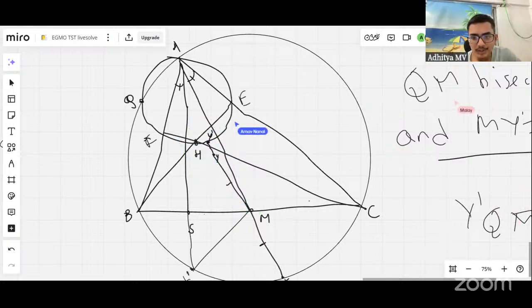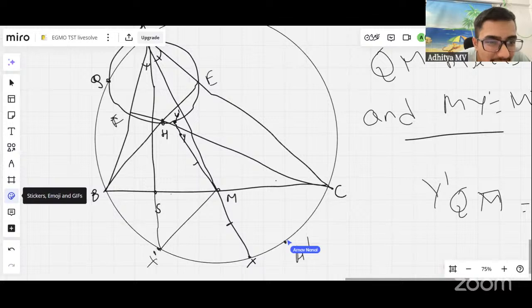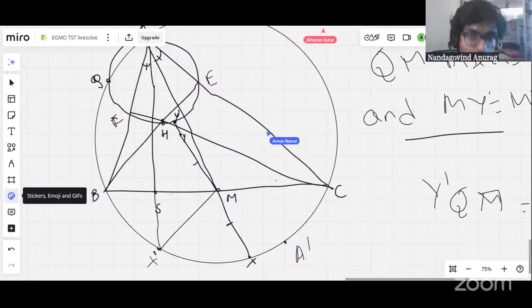Obviously. So we want to show Y dash AH is equal to MQX, which is, if we draw the antipode A dash, then Q, H, M, A dash are collinear. So MQX equals A dash QX, which is equal to A dash A. So you want to show that A, Y dash, S are collinear.